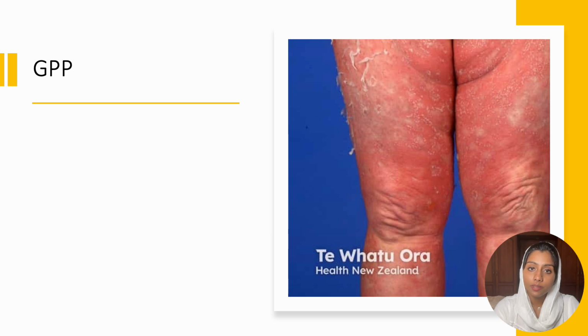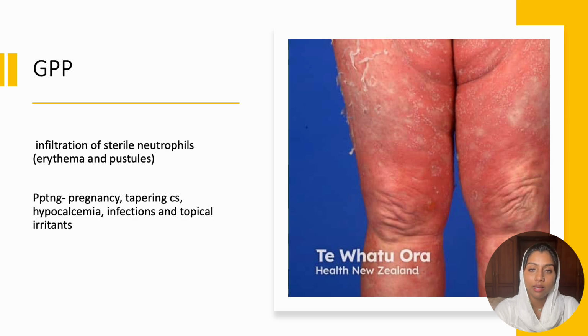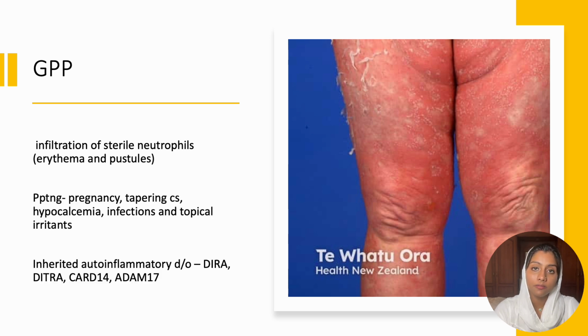Coming to the next clinical picture, here you can see a diffuse erythema, there is scaling, and you can see pustules as well on the thighs. So this is a case of generalized pustular psoriasis. The pustules that you see in generalized pustular psoriasis are basically sterile pustules. Generally the precipitating factors are pregnancy, tapering of corticosteroids, and application of irritants. It can be because of infections or hypercalcemia. So make sure you ask in detail in the history about these features.